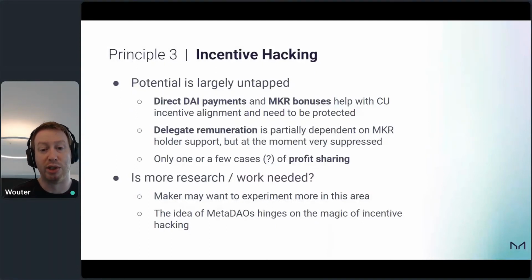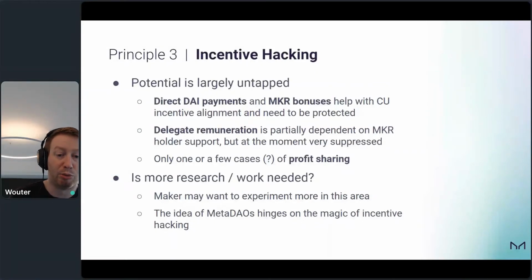We have the delegate remuneration, which is partially dependent on the MKR holder support. At the moment, the relationship between the two is quite suppressed for maybe good reasons, but it does remove part of the incentive alignment. And there are only one or a few cases of profit sharing. So once again, Deco is an example here, but that one is maybe one that could be used a lot more often. So I do think more research and work is needed.